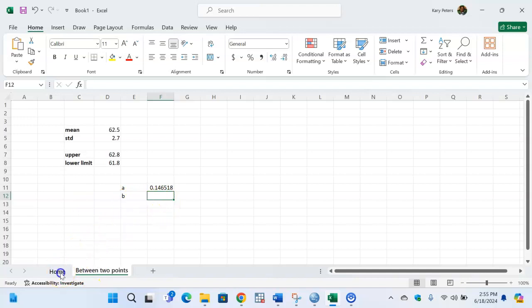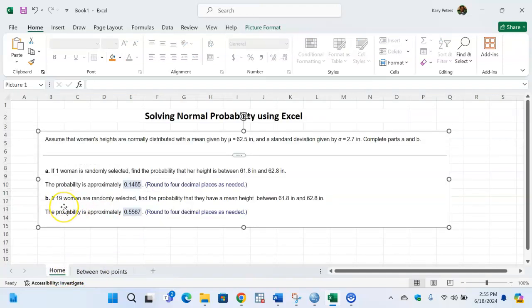So now part B reads, if 19 women are randomly selected. So now when there's a sample size introduced, what is affected when sample size is included is the standard error. Actually, we introduce the standard deviation, because now with the sample size brought in, there's a probable error that will happen. But if you don't include a sample size, that means you're taking a probability for the whole population.